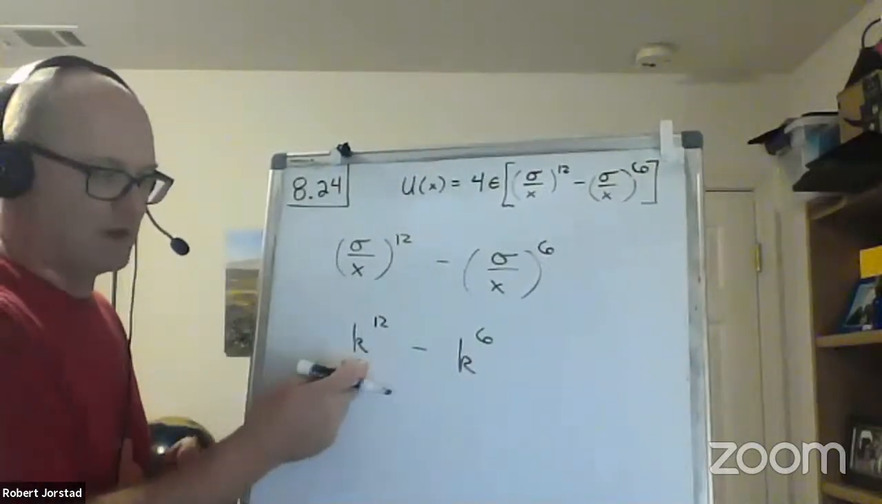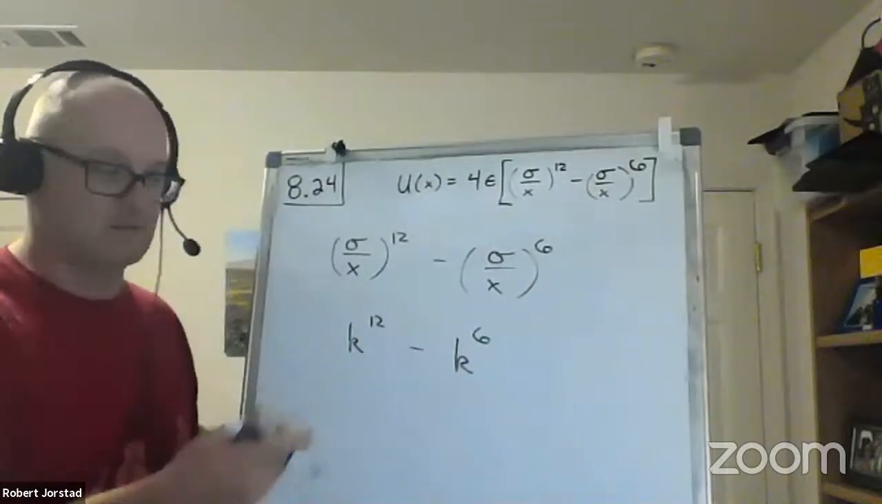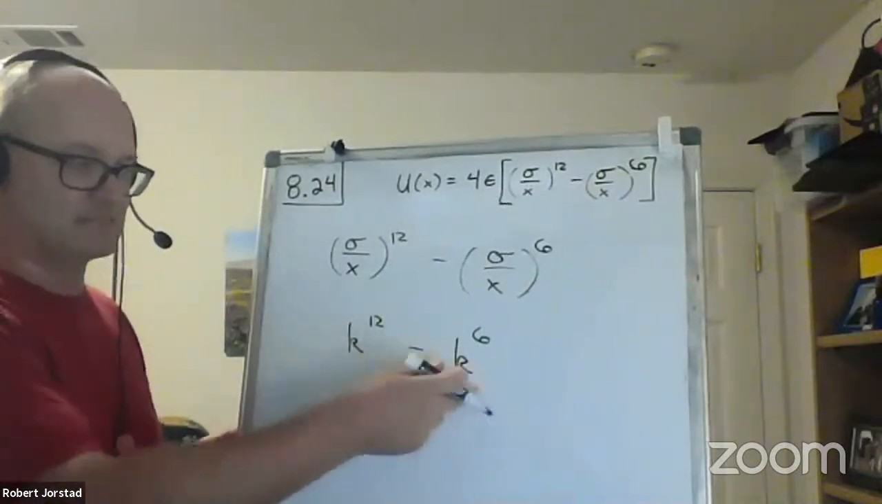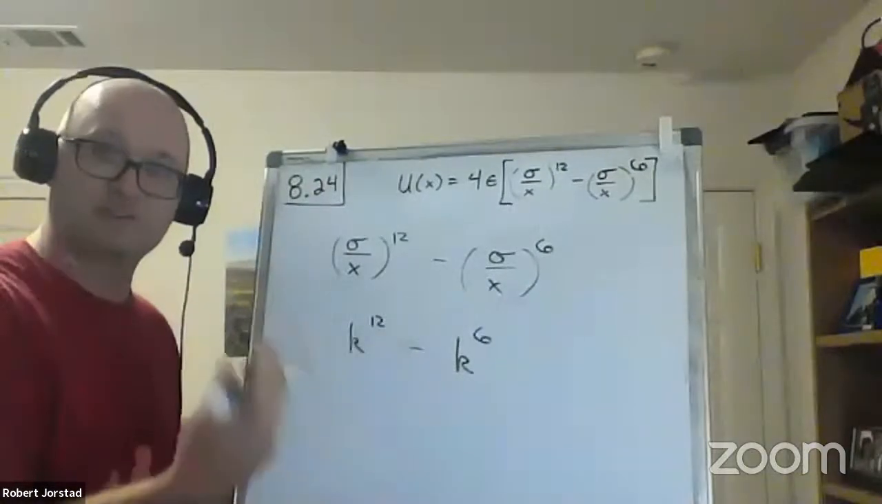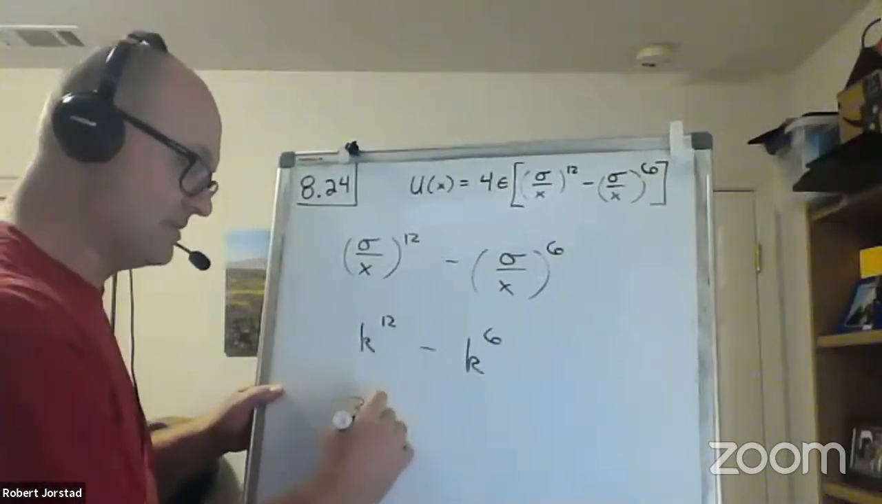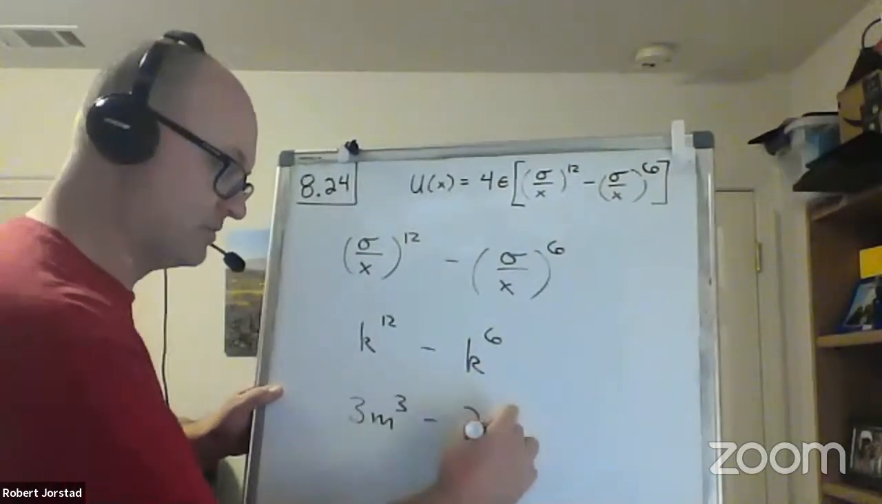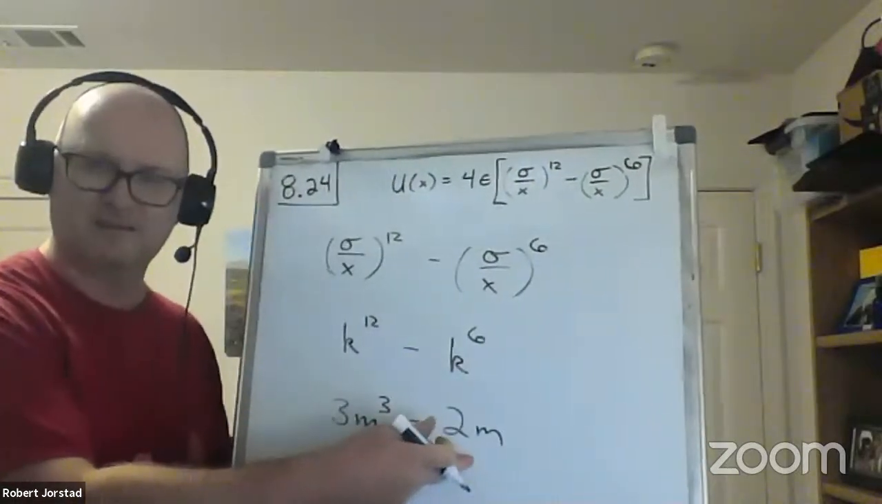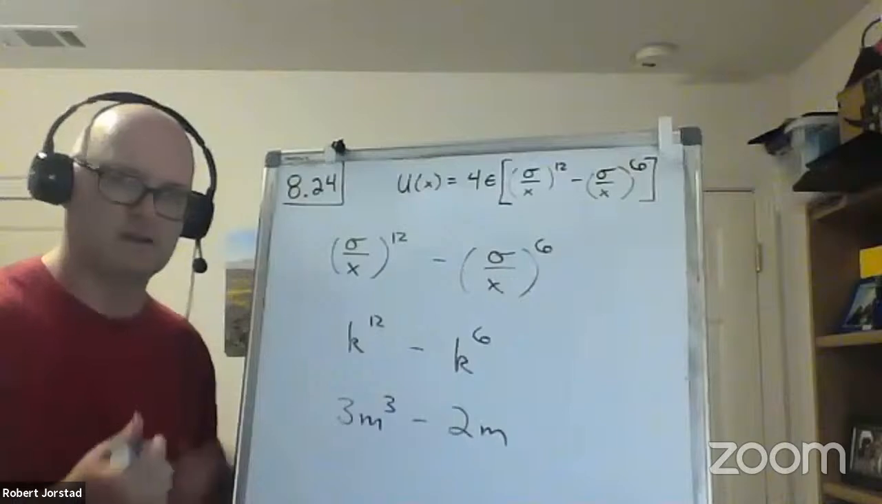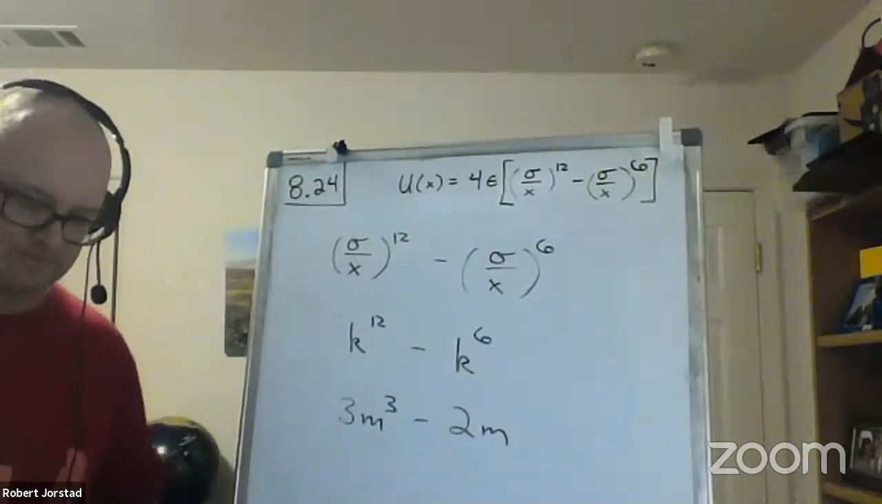We have something to the 12th minus something to the 6th. Can you have meters to the 12th minus meters to the 6th? No. Apples to apples, oranges to oranges, right? Like let's say I had 3 meters cubed minus 2 meters. This doesn't make sense. This is a volume minus a length. We can't subtract them. That's the hint.